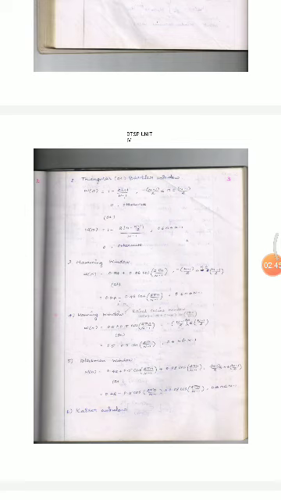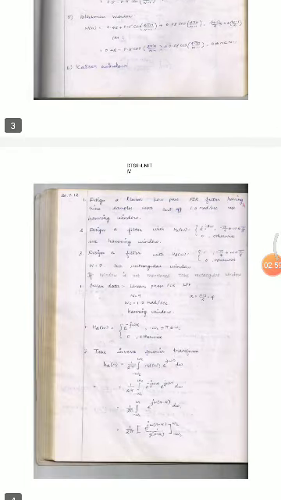Blackman window: 0.42 plus 0.5 cos of 2 pi n divided by N minus 1 plus 0.08 cos of 4 pi n divided by N minus 1. Kaiser window, likewise we are having problems like this. In this fourth unit itself, the windowing techniques is more important.